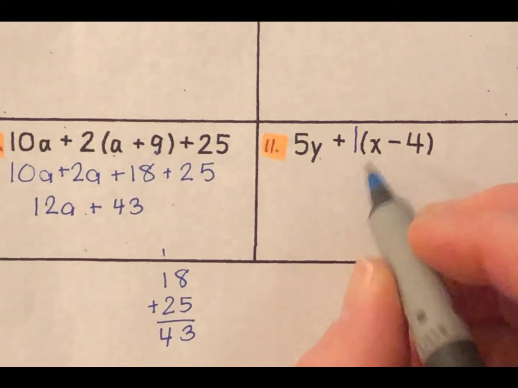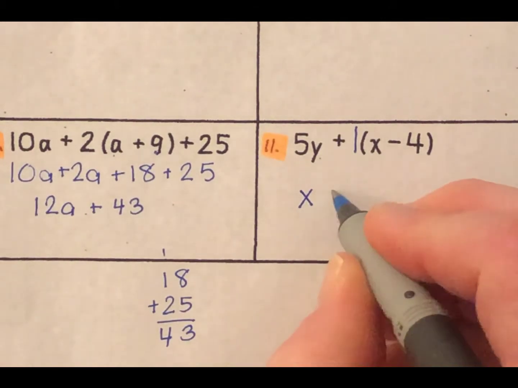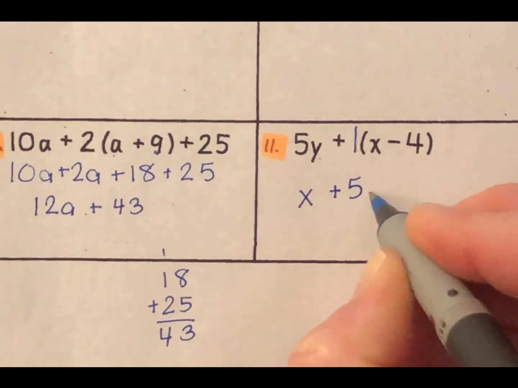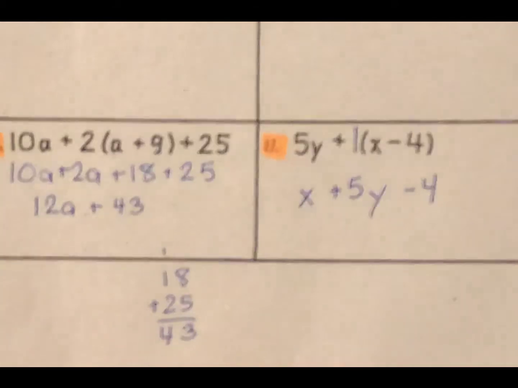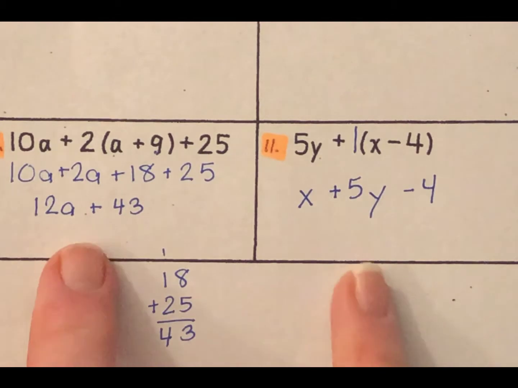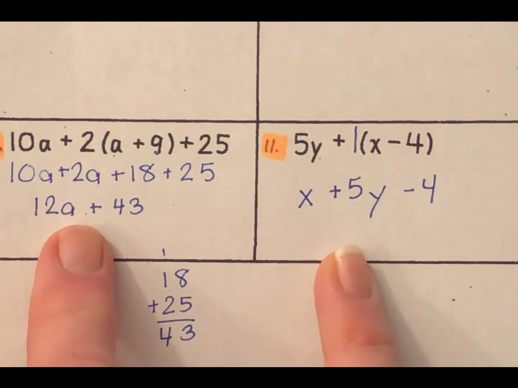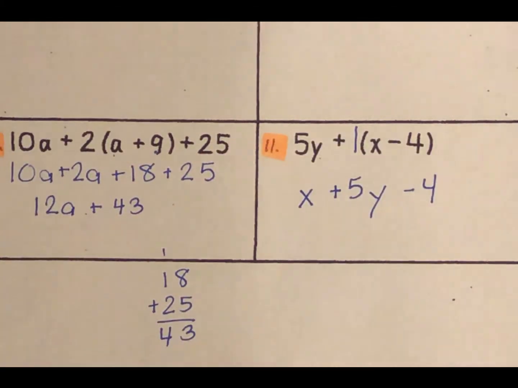X comes first, and then my y plus 5y, and then my constant, which would be negative 4. There we go. So I think these were probably the hardest, and any others that are equally as hard are the same type. So if you can do these, then you can do the others. Now on to page 14.